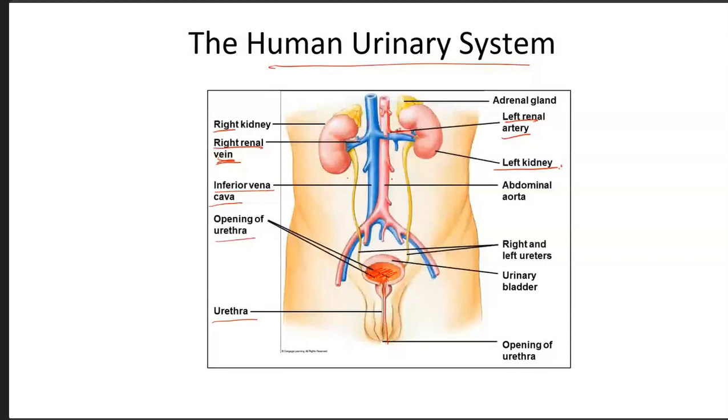Okay, the two kidneys filter the blood, and then the filtration of the blood produces filtrate in the nephron in the kidney, and then the filtrate will become urine. The urine will flow through the ureter, and then into the urinary bladder, and out of the body through the urethra. Okay, so you have the right and the left ureters.